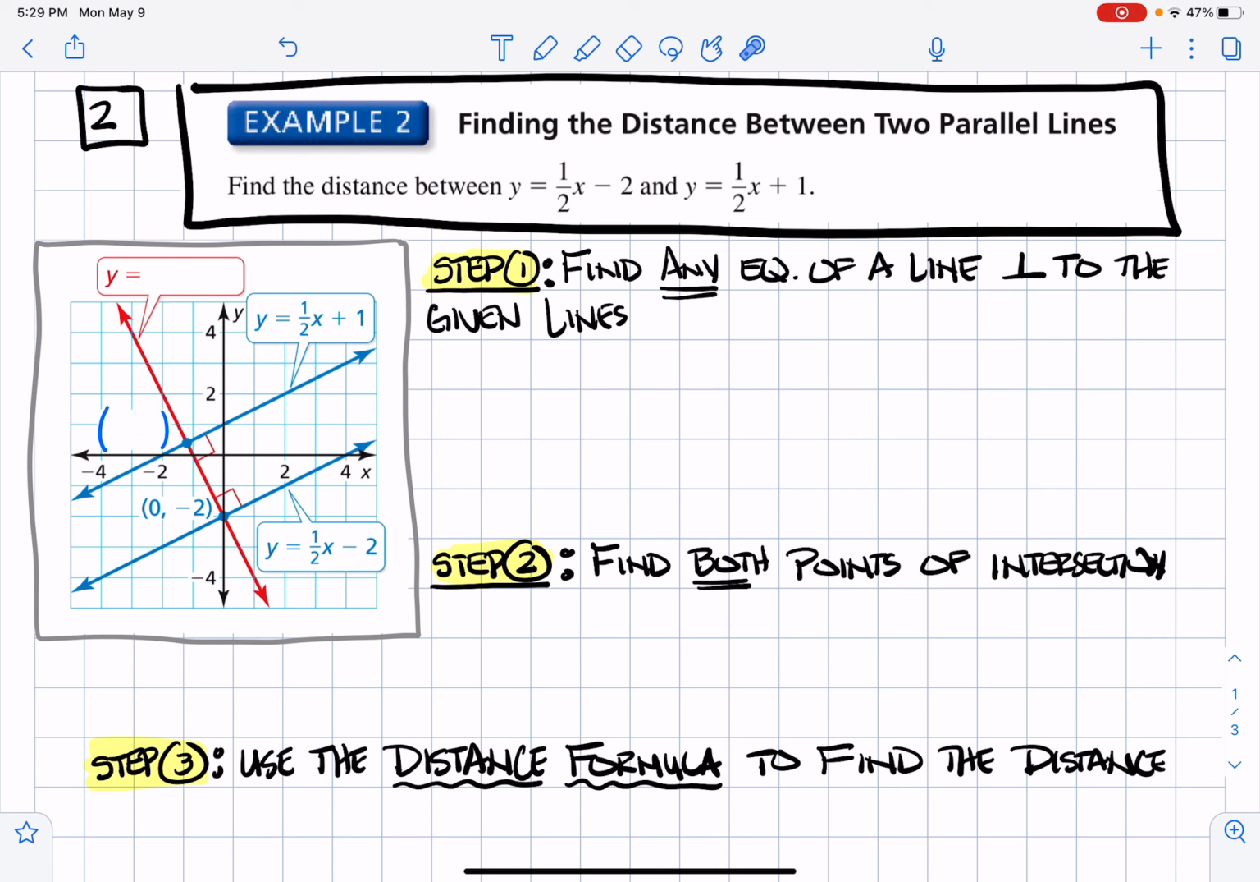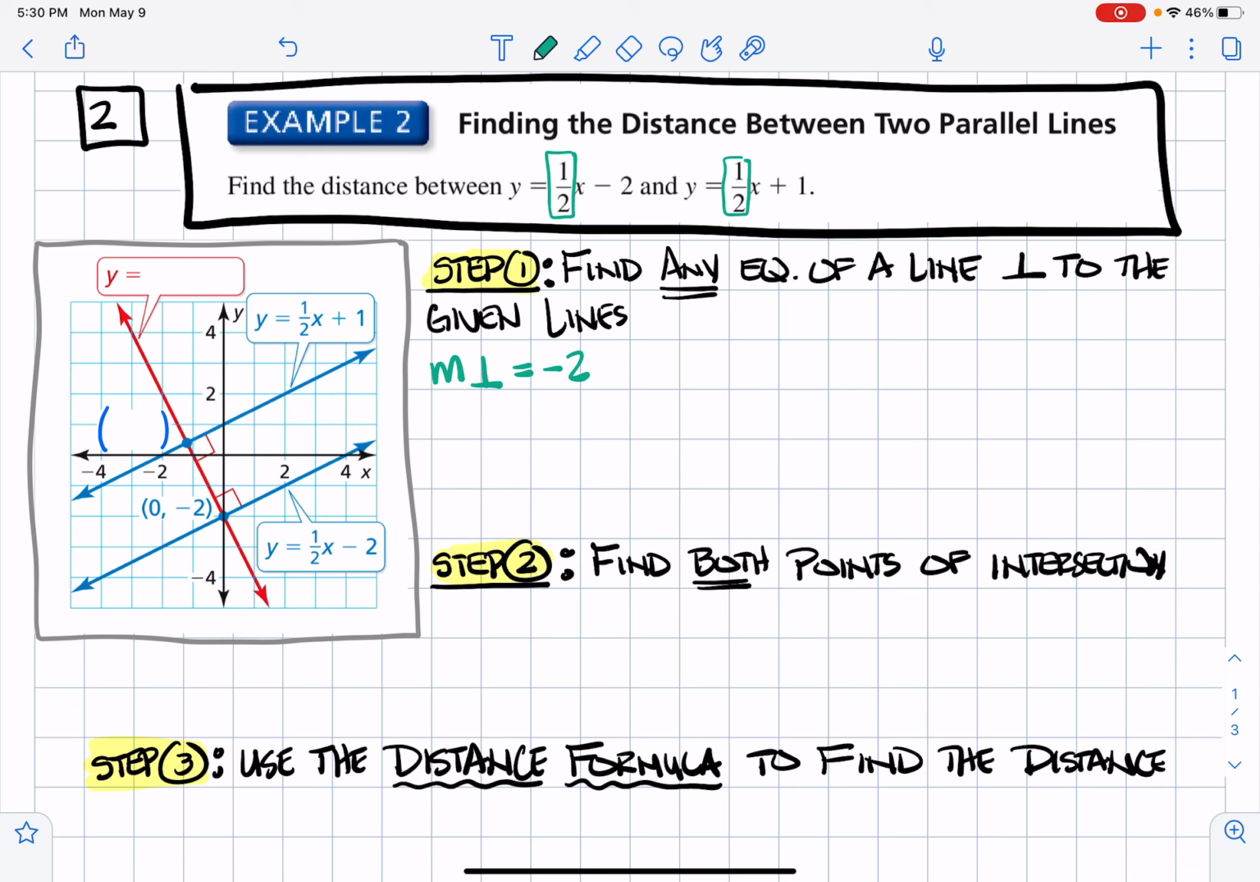So here are the steps. Step 1, it says find any equation of a line that is perpendicular to the two given lines, okay? So you have to start with the slope. We know that the slope is 1/2 from each of the given lines. So the slope that would be perpendicular would have to be -2. All right, that's our first step, find our slope of -2.